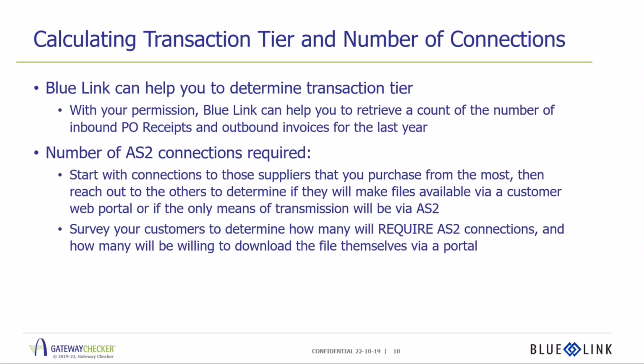In terms of the first part, determining your number of transactions, the Blue Link team, with your permission, we do have some queries already written that we can use to retrieve the number of purchase order receipts that you've had in the last year and the number of outbound shipments. So from a pricing point of view, when you go to talk to Michael about what tier you're going to land up in, with your permission, we can run that query for you and tell you exactly what your transaction volume would have been for the last year.